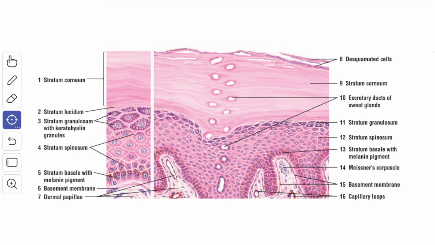The next layer is the stratum lucidum. Superficial to the stratum granulosum, you have the stratum lucidum. Lucid means clear. So this layer is so called because it appears homogeneous and the cell boundaries are extremely indistinct. The traces of flattened nuclei are seen in some cells.